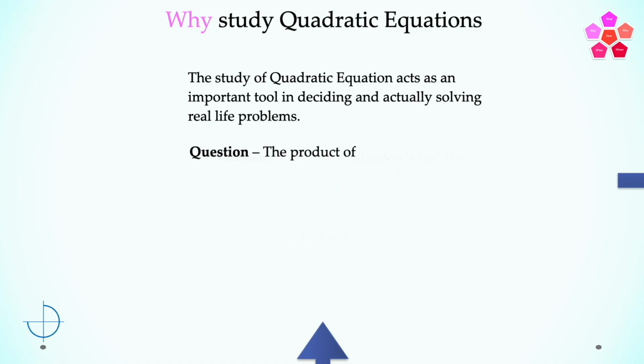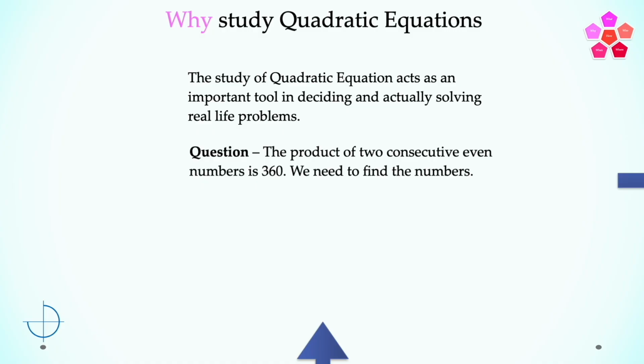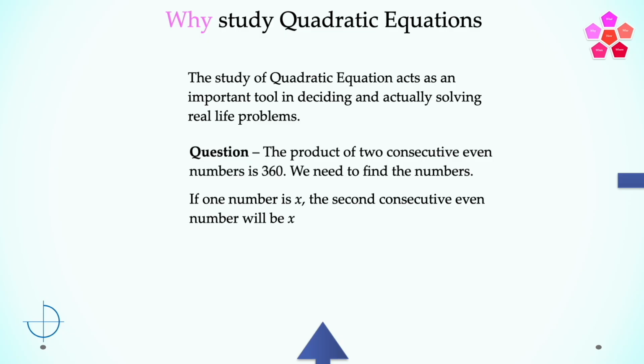Let's look at another problem. The product of two consecutive even numbers is 360. We need to find the numbers. Say one number is x, the second consecutive even number would be x + 2, and their multiplication is equal to 360. So we have x multiplied by (x + 2) as a whole equal to 360, which implies that x squared + 2x - 360 = 0.